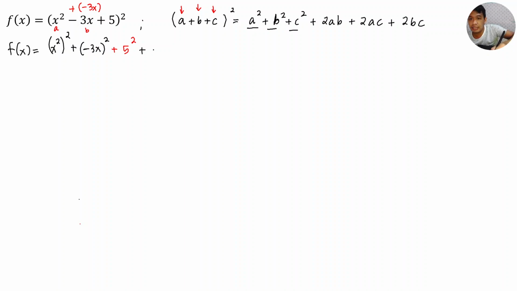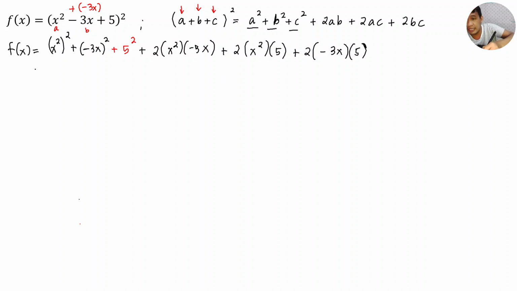So that is plus twice the product of the first, which is x squared, and the second term b, which is negative 3x, plus twice the product of the first, which is x squared, and the third term, which is 5, plus twice the product of the second, which is negative 3x, multiplied by the third term, 5. Then we can simplify f of x here is equal to x to the fourth plus 9x squared plus 25.